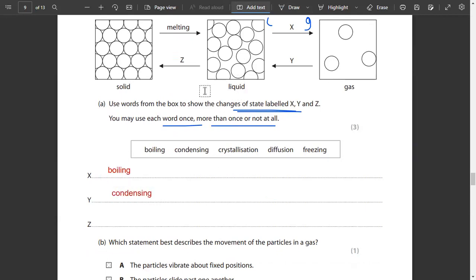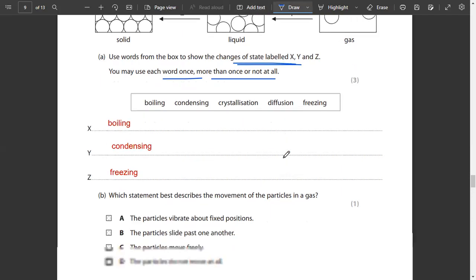Z क्या है? Liquid to solid. Liquid to solid is Z. तो Z को हम क्या नाम देंगे? Liquid to solid क्या होता है? Freezing. When something freezes, water freezes into ice. क्या हो रहा है? That is changing from liquid to solid.